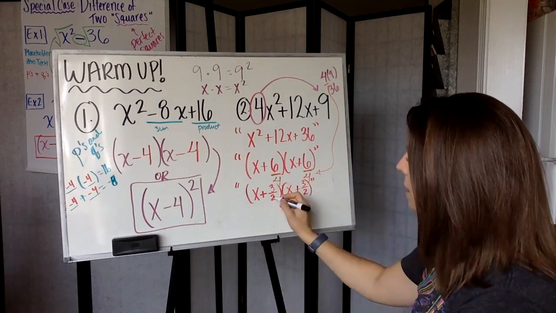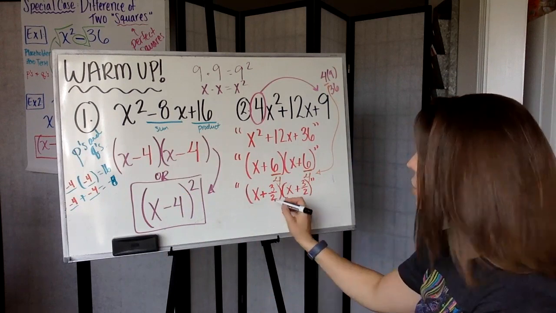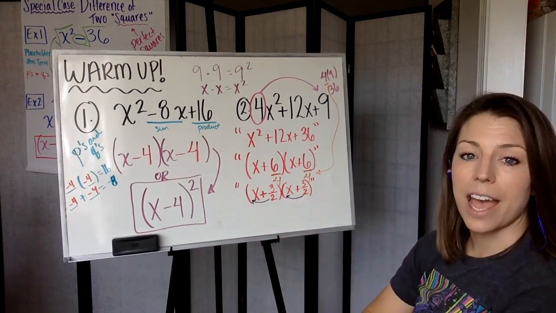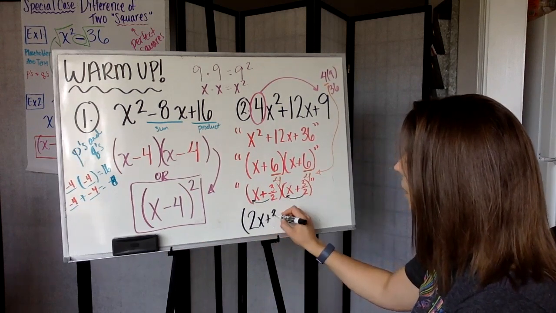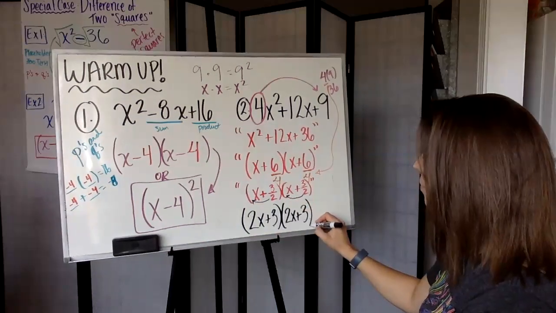So what do I do? I am multiplying both terms by the denominator. I'm multiplying both of them by 2, or in other words, I'm sliding 2 in front of the x. So my final answer is 2x plus 3 times 2x plus 3.